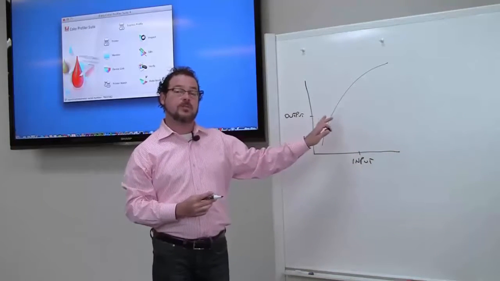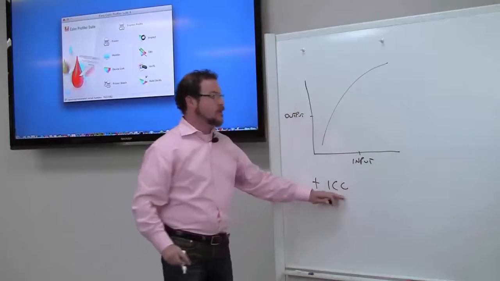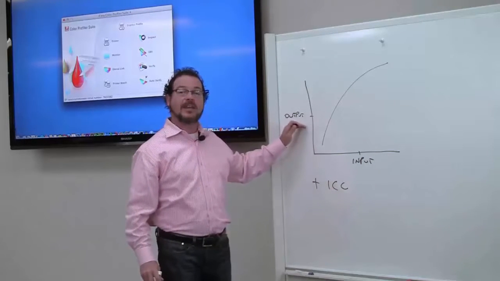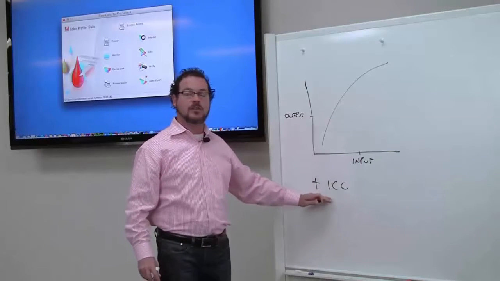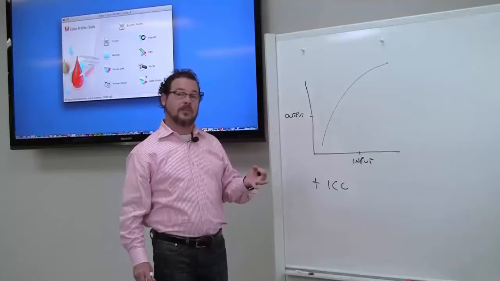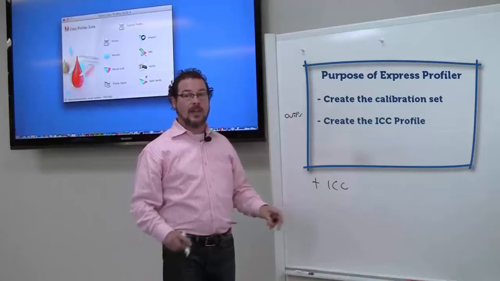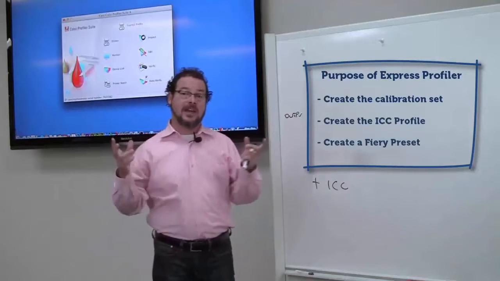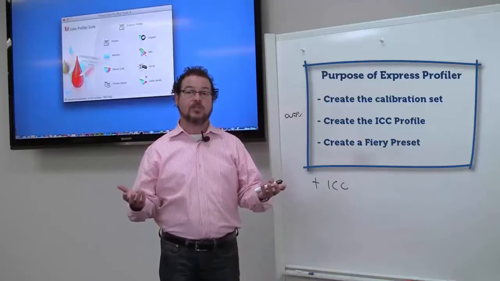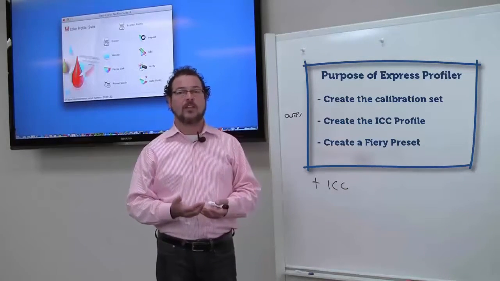By controlling the tonal response of the print system before I make the ICC profile, I can be sure that this ICC profile will be useful over a long period of time because I will recalibrate the system on a daily basis to use it with this ICC profile. Express Profiler serves three purposes then. Create the calibration set, create the ICC profile, and finally, we create a Fiary preset which ties together the calibration with the profile with the image settings that were used to print the calibration and profile. Again, these things such as the halftone screen ruling and the resolution of the print system.